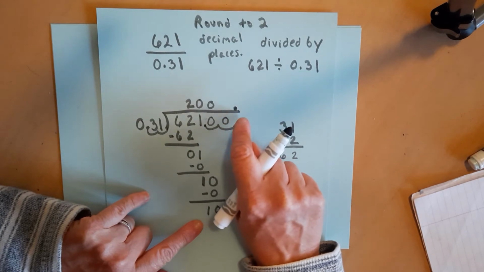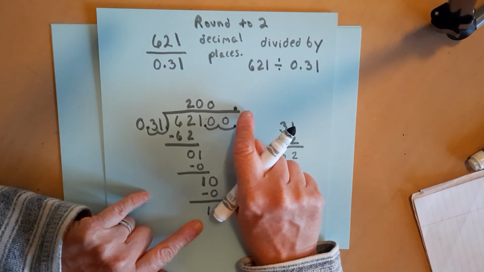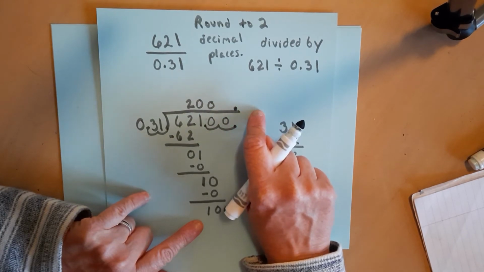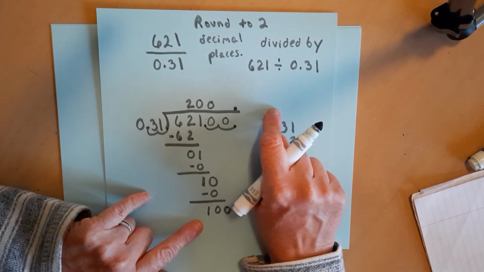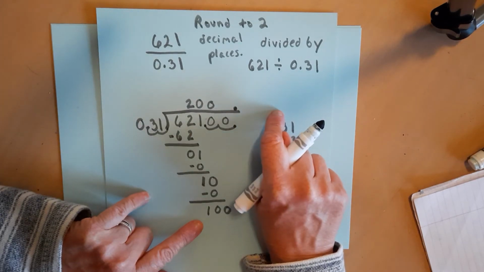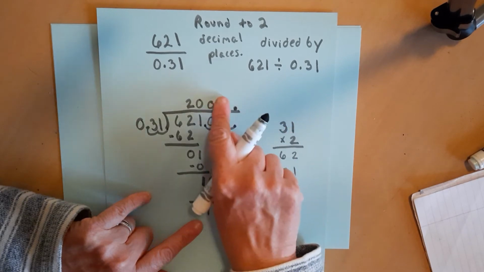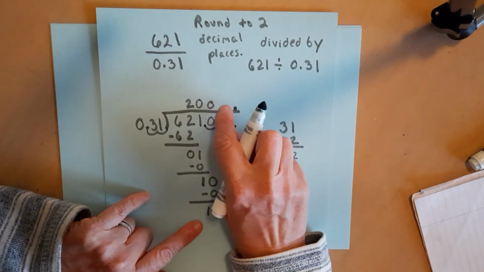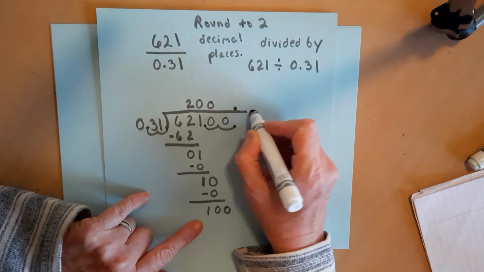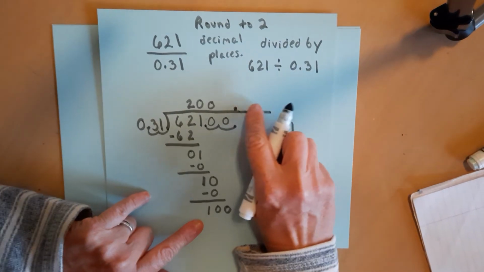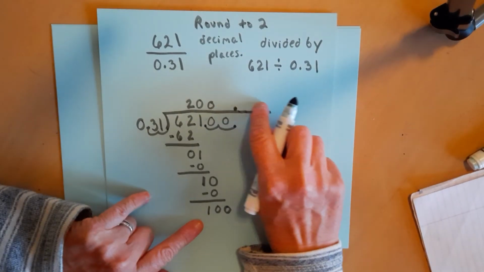So we need to keep going until we get to 2 decimal places plus 1 more. Because like we talked about in class, you need that additional spot in order to see what to round it to. So we have a little ways to go. We need to get a number here, here, here, and here. So we need to go 4 more spots.